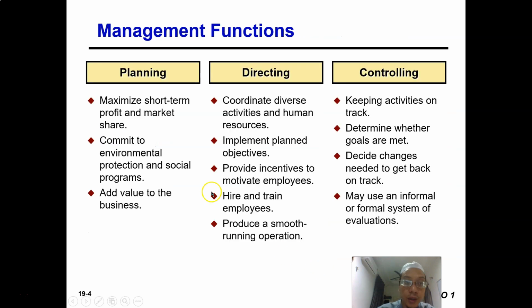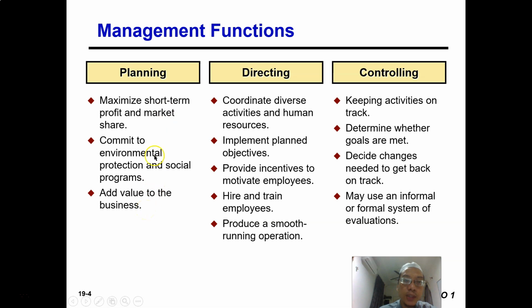Okay, some of the management functions. What do managements want to do? They do planning, they do directing, they do controlling. So planning is about thinking about the future, what they need to do, how they want to achieve their objective. Whether they want to maximize short-term profit or obtain market share. So these are the decisions that they want to make.